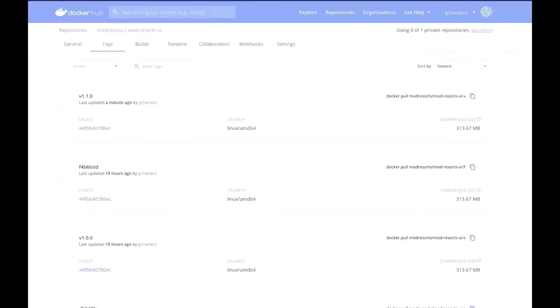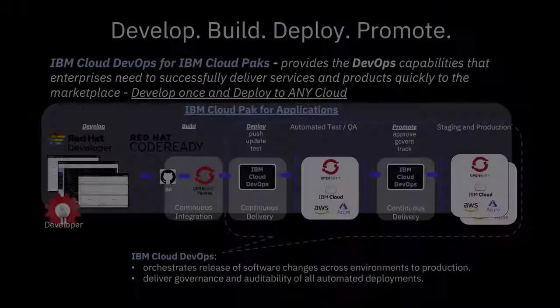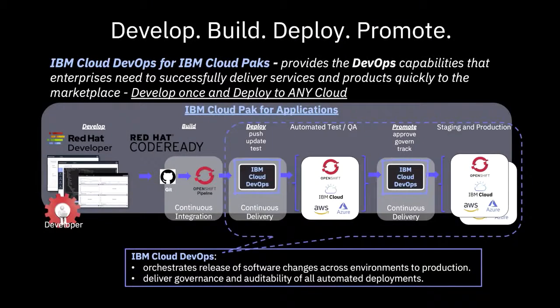With the container image tagged appropriately and available in the trusted registry, the team can begin deploying the new container image across the pipeline. IBM Cloud DevOps for IBM Cloud Paks provides the DevOps capabilities enterprises need to successfully deliver new services and products quickly to the marketplace.